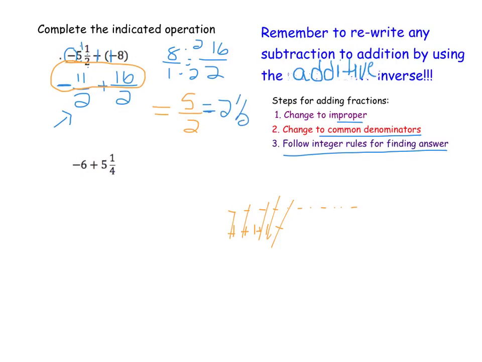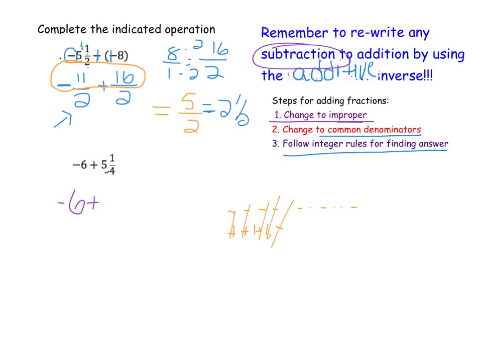All right, let's try another one. I'm going to change my colors. So here I have an addition sign, so I don't have to change anything. A very common mistake is always changing the sign to its opposite, but you only do that with subtraction. Only rewrite subtraction problems. So this is addition, so we're going to leave it negative 6 plus. Then we're going to change to improper.